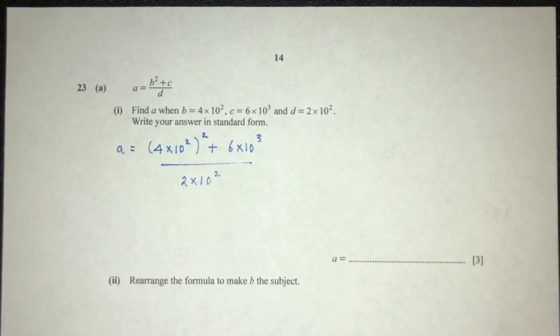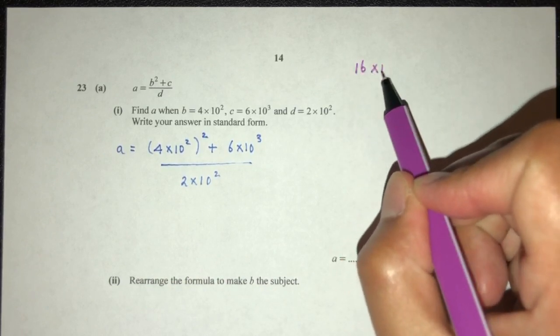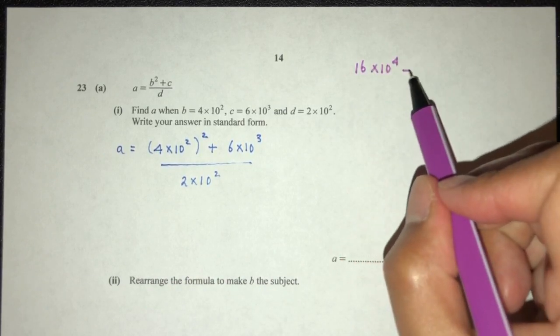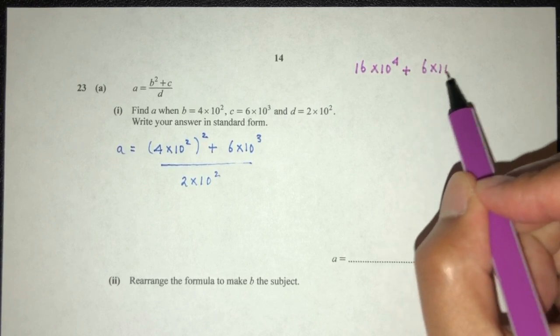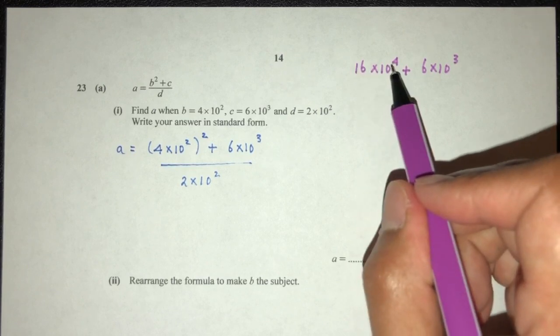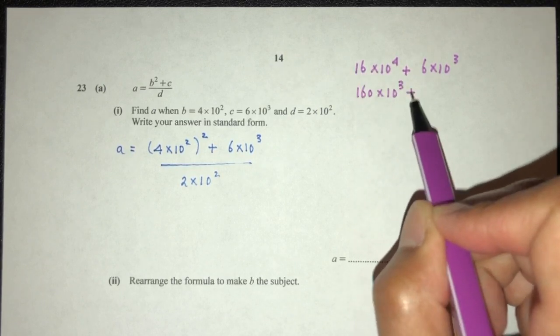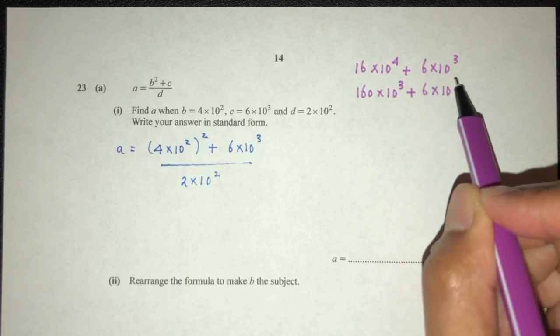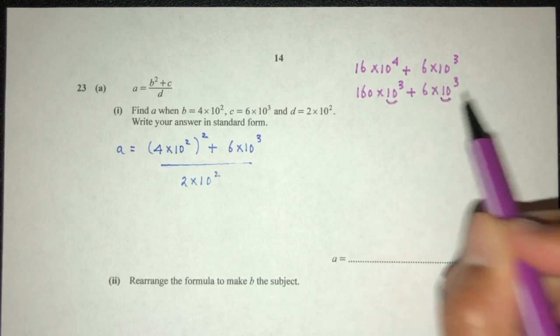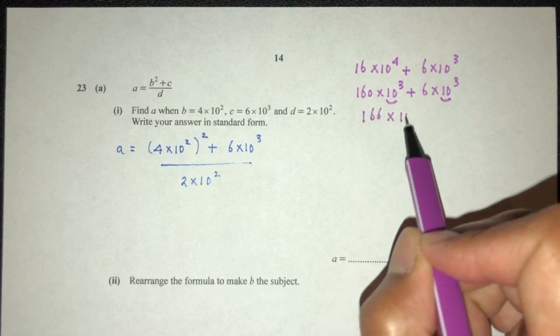So one by one, let's first expand this. You will have 16 times 10 power 4 plus 6 times 10 power 3. Now because the powers are different, we cannot add. We have to send 10 over here. You will have 160 times 10 power 3 plus 6 times 10 power 3. Now because the powers are the same, we can add them together. So this plus this will be 166 times 10 power 3.